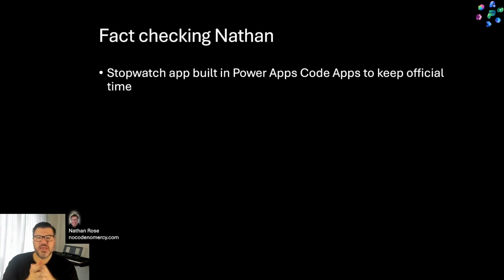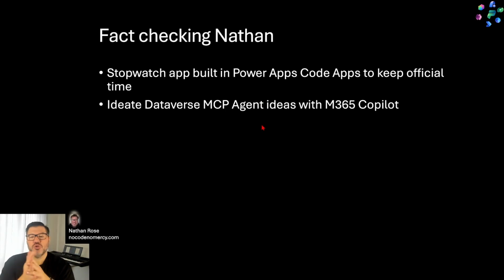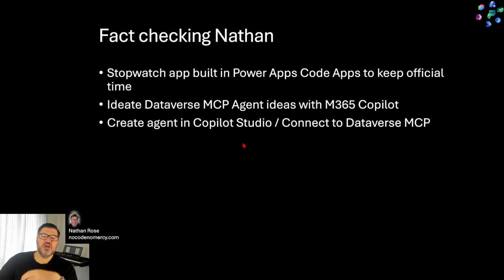So what I've done is I have created a stopwatch app using Vibe.PowerApps, the new Power Apps code, because they're awesome and why not, to keep the official time. So we're going to use that as our timer. We're going to use M365 Copilot to help us ideate ideas that we can build with Dataverse MCP in Copilot Studio. And we're then going to create our agent in Copilot Studio and connect it to Dataverse MCP. So that's the first bit. We're going to time that.